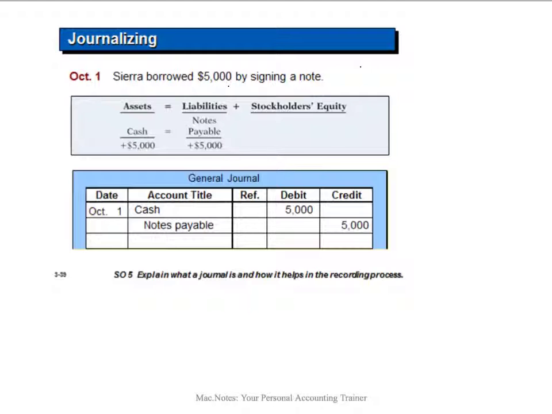The way we record that in the journal is, first of all, the date. The account that is debited is recorded first. In this case, it's cash. And we put the $5,000 in the debit column. The account that's credited, i.e. notes payable, is recorded next, and it is put in the credit column.